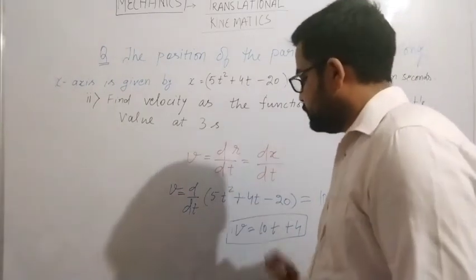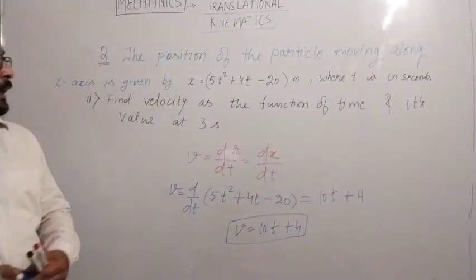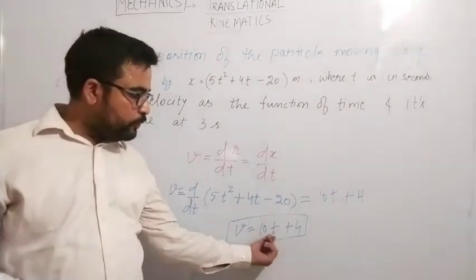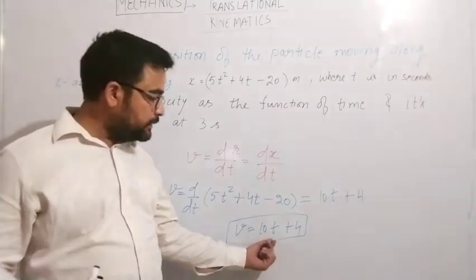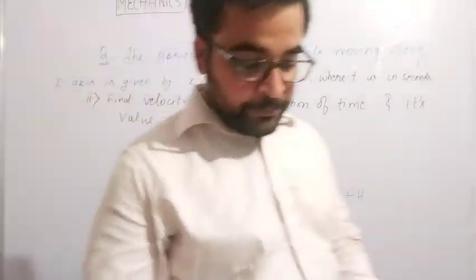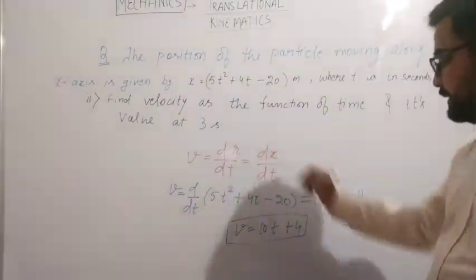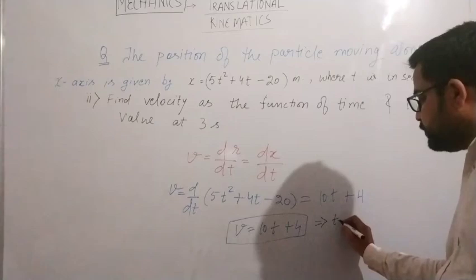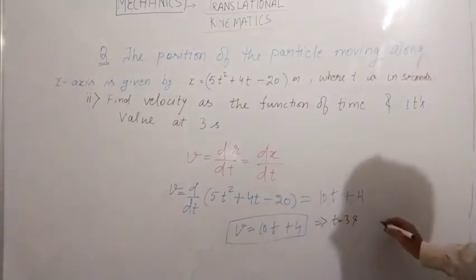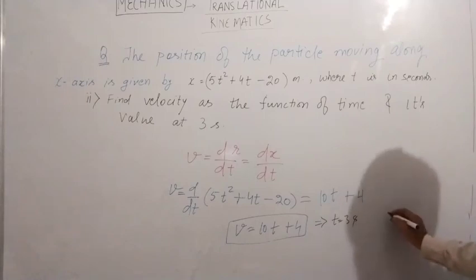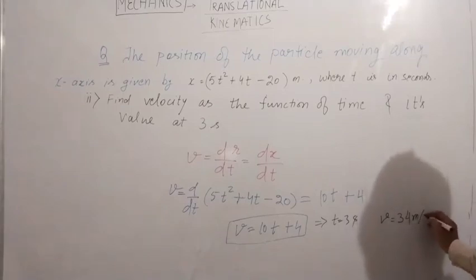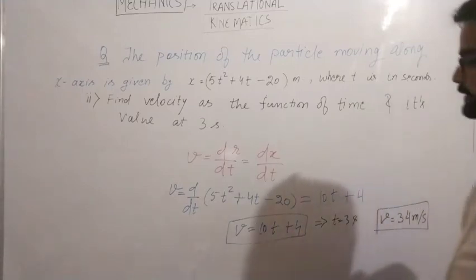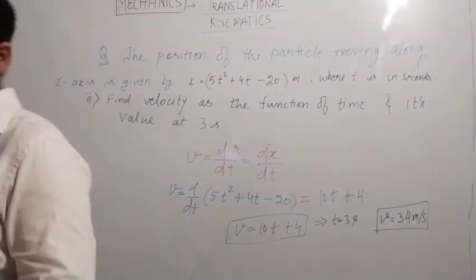So you have velocity as a function of time, and now at any moment, if you will be asked to give the velocity at that instant, you put that value here and you will get the answer, right? So for example, in this case it is asking for 3 seconds. So at t is equal to 3, put t is equal to 3 seconds, you will get 10 3s are 30, and 30 plus 4 is 34. So V will be 34 meter per second. So this is your instantaneous velocity, right?